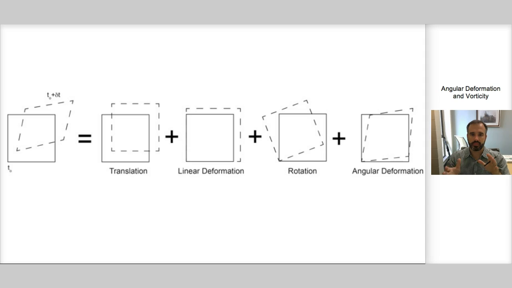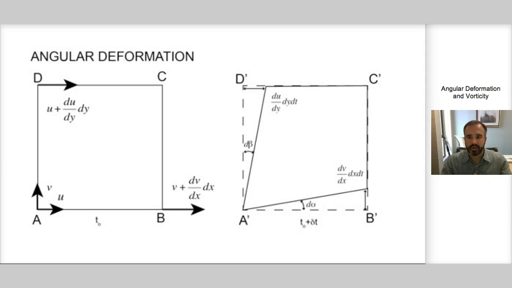This is one that gets a little bit complicated, but has a huge importance when it comes to thinking about the dynamics of fluid flow. Okay, so I wanted to spend a little bit more time on that and see how we're going to use this definition of angular deformation to derive the idea of the vorticity of a fluid.